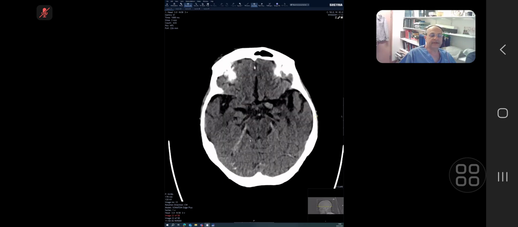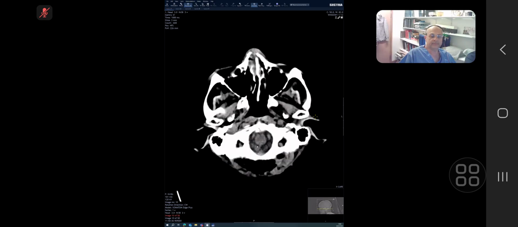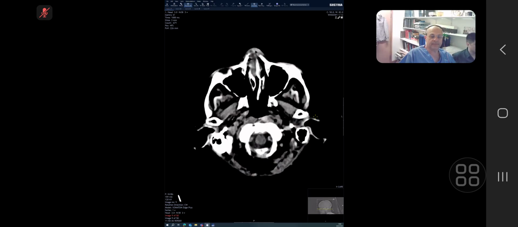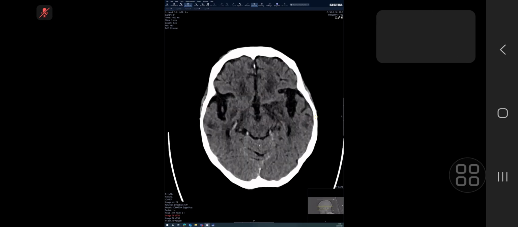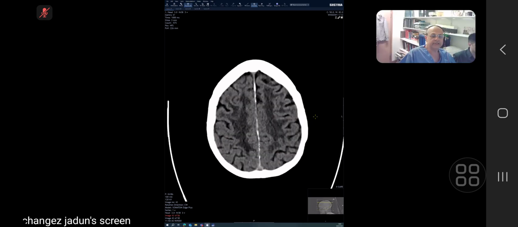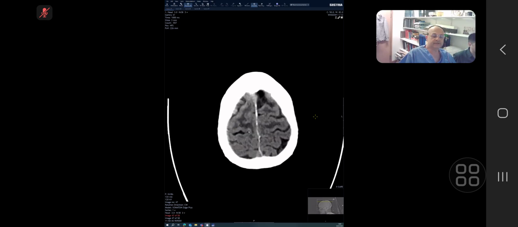Is there interpeduncular cistern hemorrhage? Is there hemorrhage along the basal cisterns, along the foramen magnum layered? So these are the things the examiner wants to hear. And is there any traumatic subarachnoid hemorrhage or subtle subdural or extradural hemorrhages? Those are the things that the examiner wants to hear, which were important.